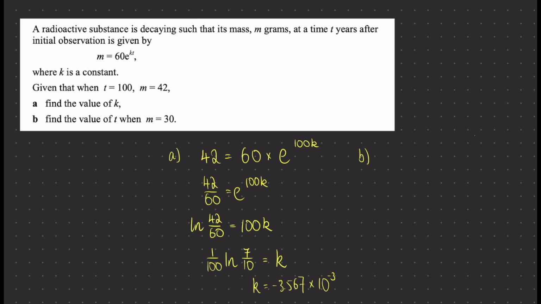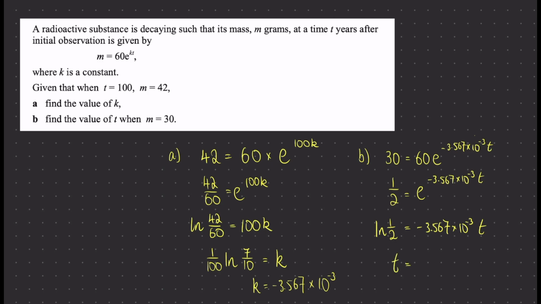Now for part b, I'm going to replace k and replace m. So 30 equals 60 e to the power of minus 3.567 times 10 to the minus 3t. So I have a half equals e to this power. I can take the natural log of both sides, divide both sides by that negative number to find t. And that is 194. Let's interpret the meaning of our answers.